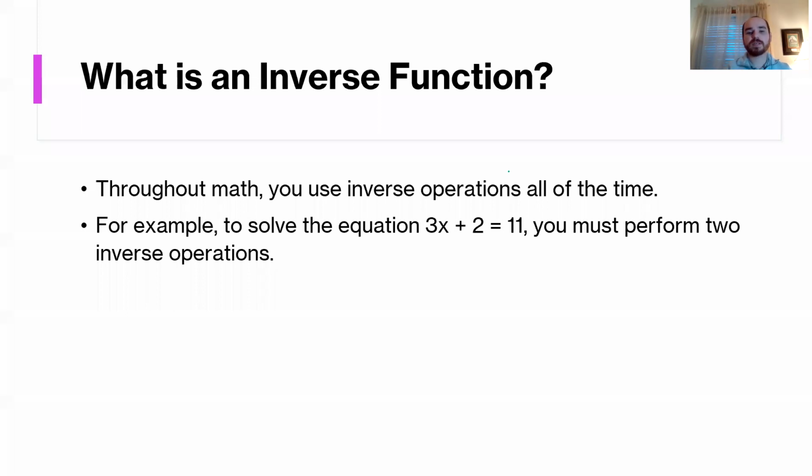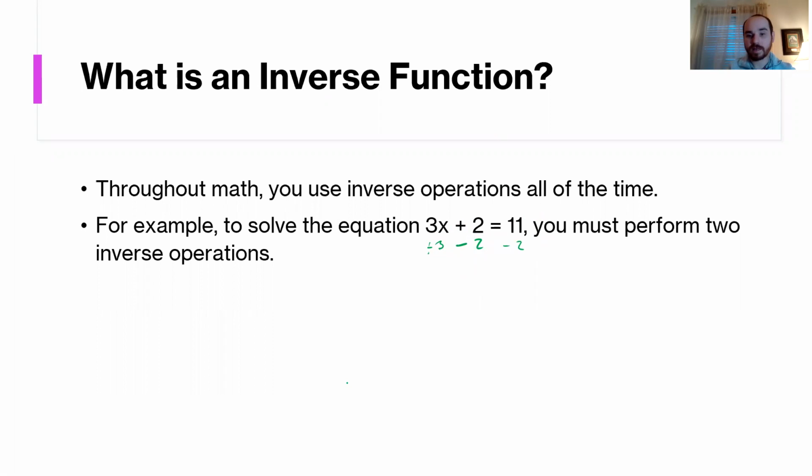For example, when we're solving the equation 3x plus 2 equals 11, there are two inverse operations you have to perform. First one, you have to subtract 2 from both sides. Subtraction is the inverse of addition. And then after that, you have to divide both sides by 3. Now, obviously, you can solve this really easily. You're going to get 9. You probably don't even have to think about it in this case. You might be able to do it in your head. Doesn't really matter either way.